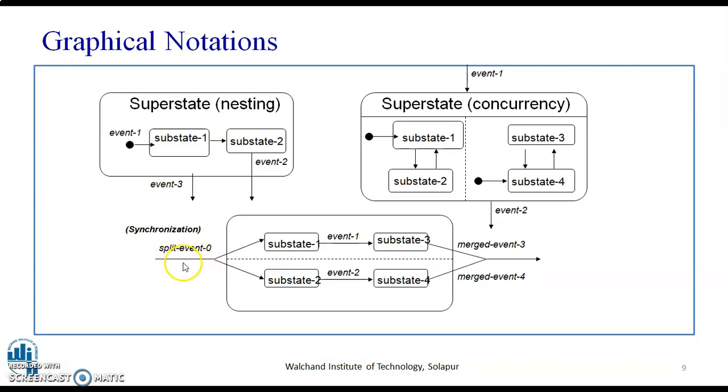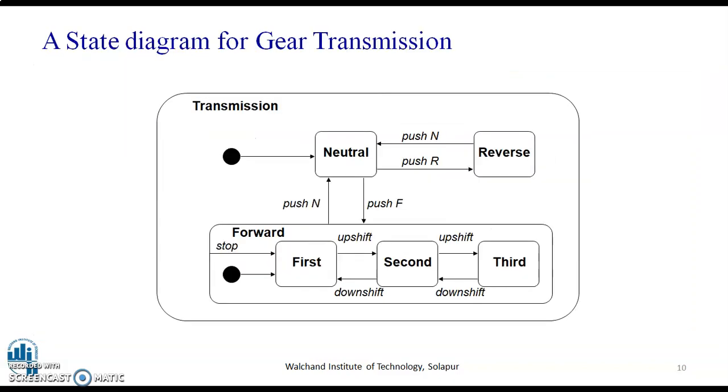So when there is an event, some action is triggered and then you have two parallel flows. Either it goes here or it goes here, or simultaneously it can also happen that both start executing. So here you show the split that has happened, and finally the merging happens when it goes to the next state. So here we have discussed all the graphical notations for the superstate, the substate nesting, and how to represent concurrency. Now we will see a state diagram for gear transmission with all the concepts that we have learned.